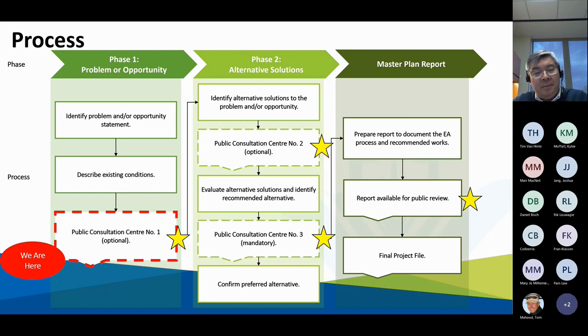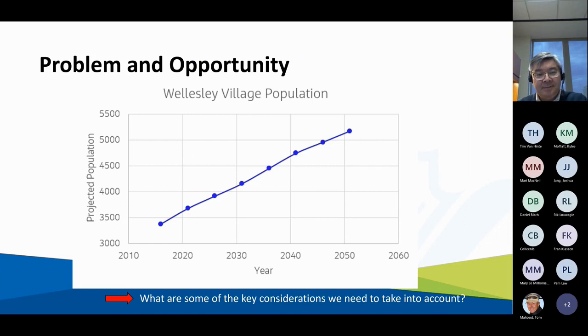In the final phase, we'll prepare the final master plan report. It will be presented to council, and it will also be available for public review as indicated by the fourth star. So this is the process that we will follow. Now let me take you through some of the existing conditions and the issues that we will be examining. Next slide, please.